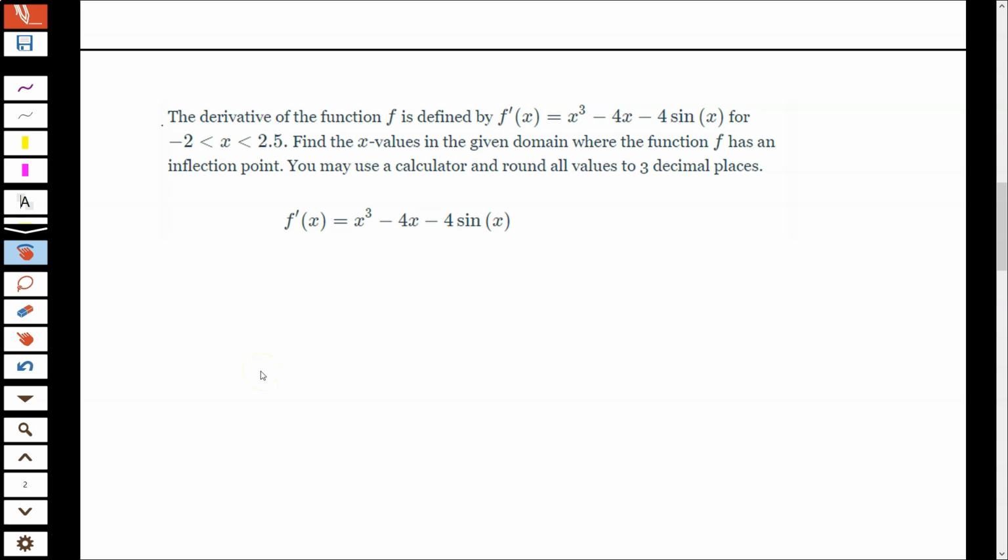So here's another problem where we're going to have to do the thinking. The calculator is going to help us as a tool to figure out these values. So we want now where f has an inflection point. So recall that our inflection point is where f double prime is equal to 0 and changes signs. Right? Notice though we're given f prime. So here's where we're going to use that derivative function this time.